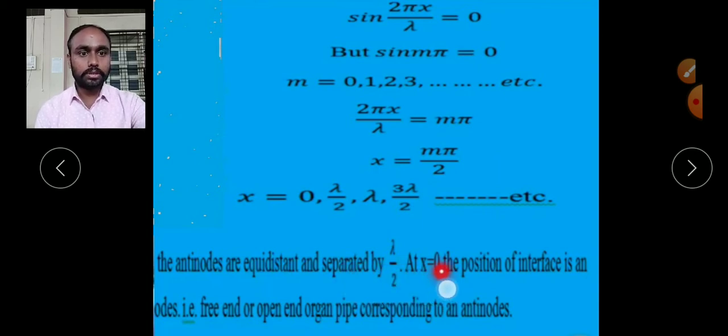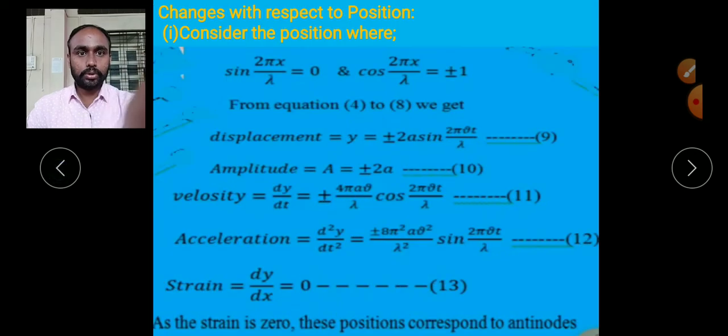That means the distance between any two successive antinodes is always lambda by 2. This is the first antinode, this is the second, third, fourth, and so on. So if we take the difference between any two successive antinodes, it will always be lambda by 2. These are the positions we get under the conditions we have taken: sin 2 pi x by lambda equal to 0 and cos 2 pi x by lambda equal to plus minus 1. That is the first condition.